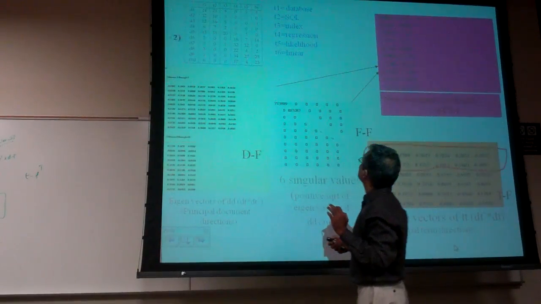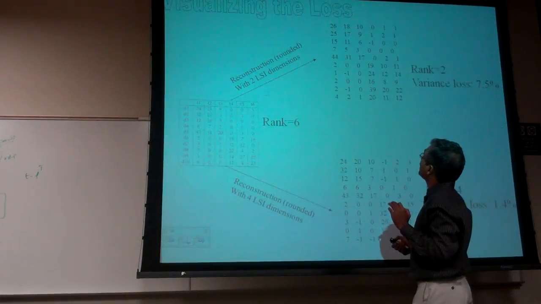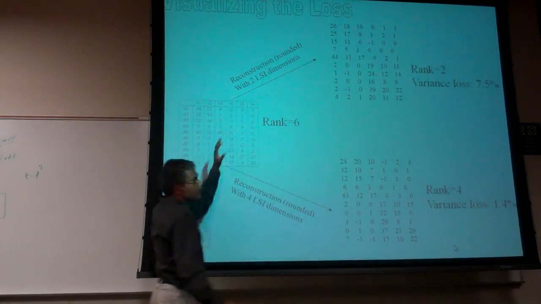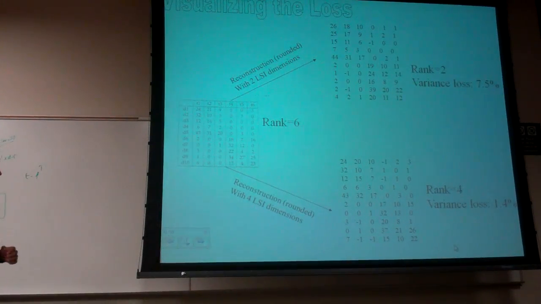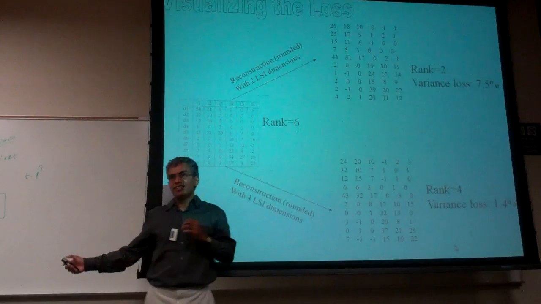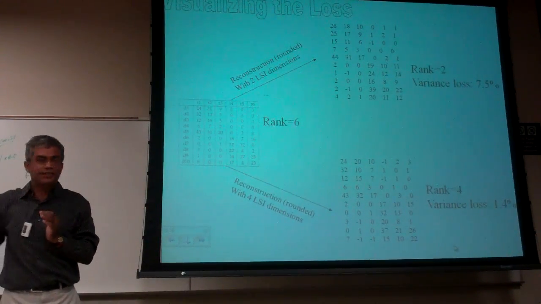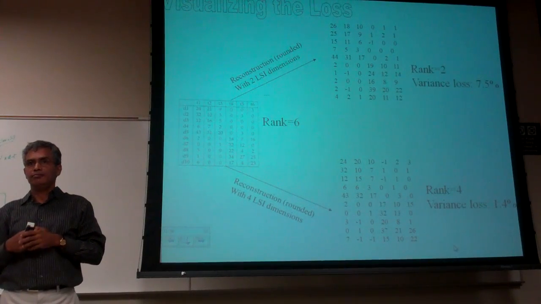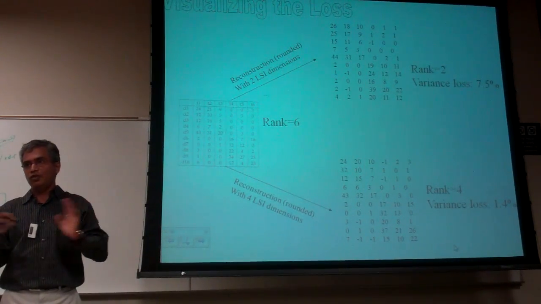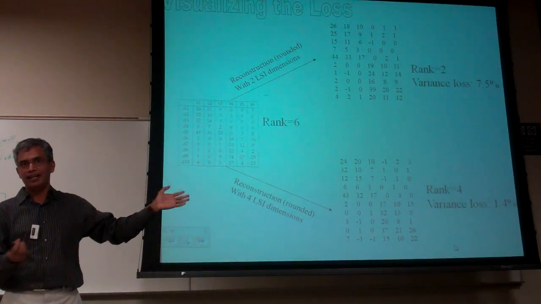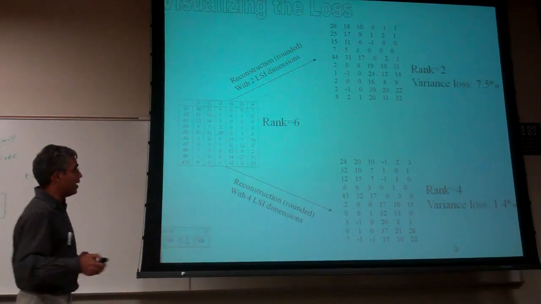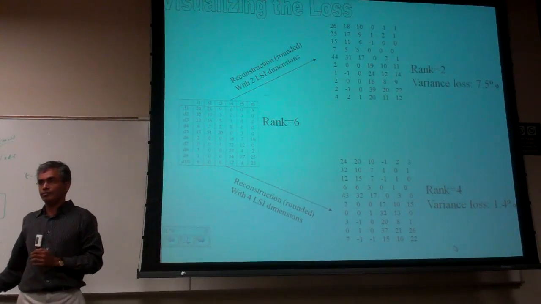I will show you, in fact, let me show you. Okay, here. This is a rank 6 matrix. If I were to just take 2 LSI dimensions, like I showed you, and I multiplied the 3 matrices, I will get this. Just trust me. You can go back and verify. Go back and do it in MATLAB. Okay. So this is the matrix you'll get.